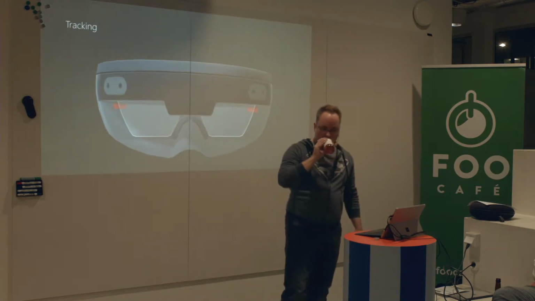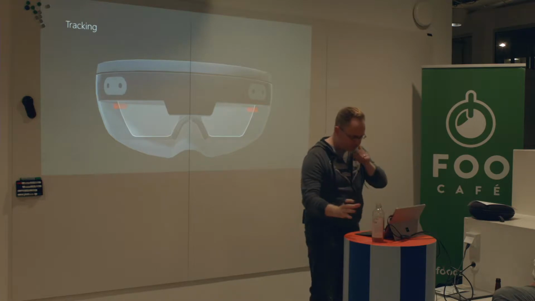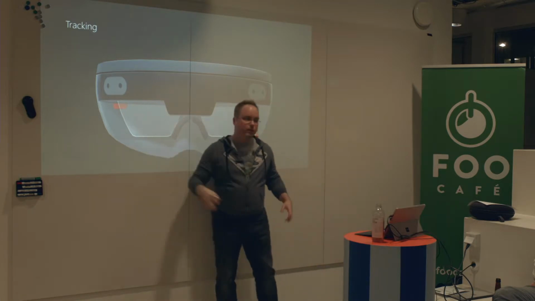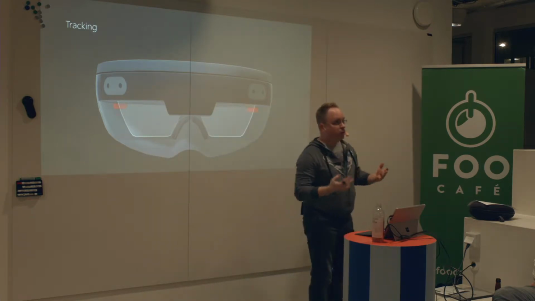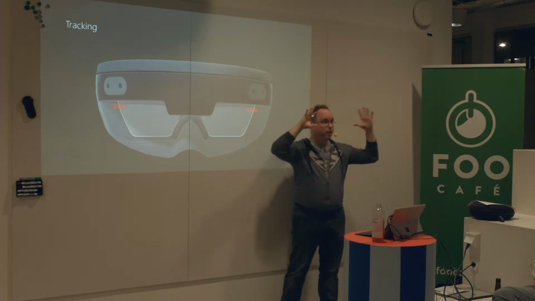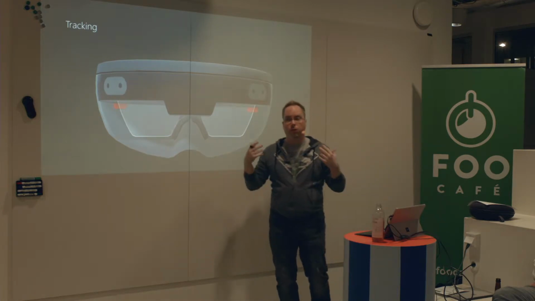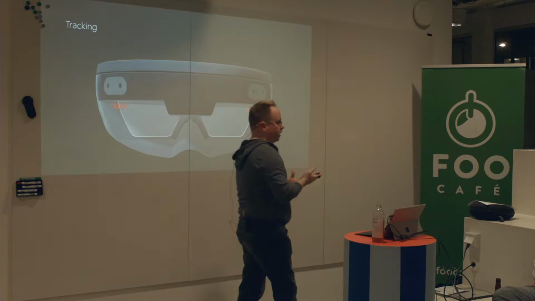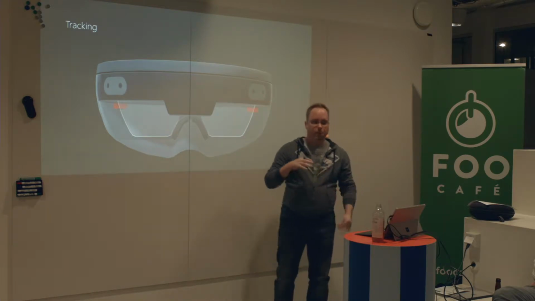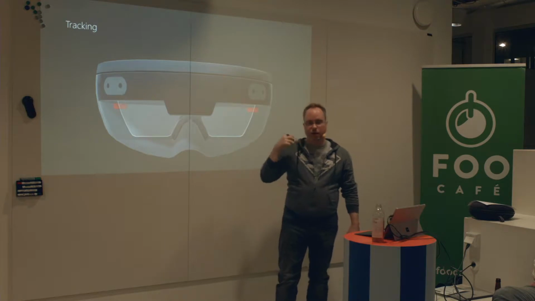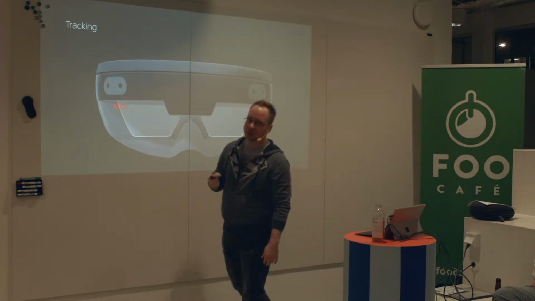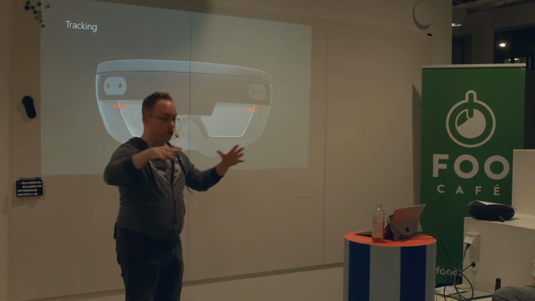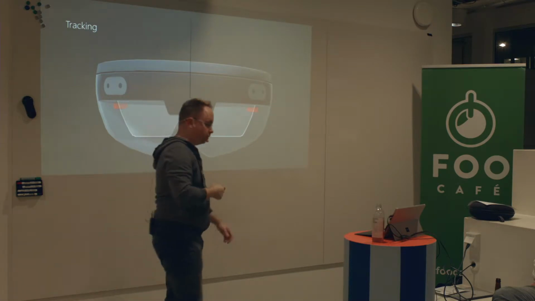The tracking is done by these 4 cameras. These are environmental sensing cameras, so these are going to record everything in the room and calculate where you are in the room. This, together with the depth camera and the gyro accelerometer, makes up something called the IMU, the inertial measurement unit. So basically, it's going to figure out where you are in the room, where the walls are, where the floor is, where the ceiling is, and so on.